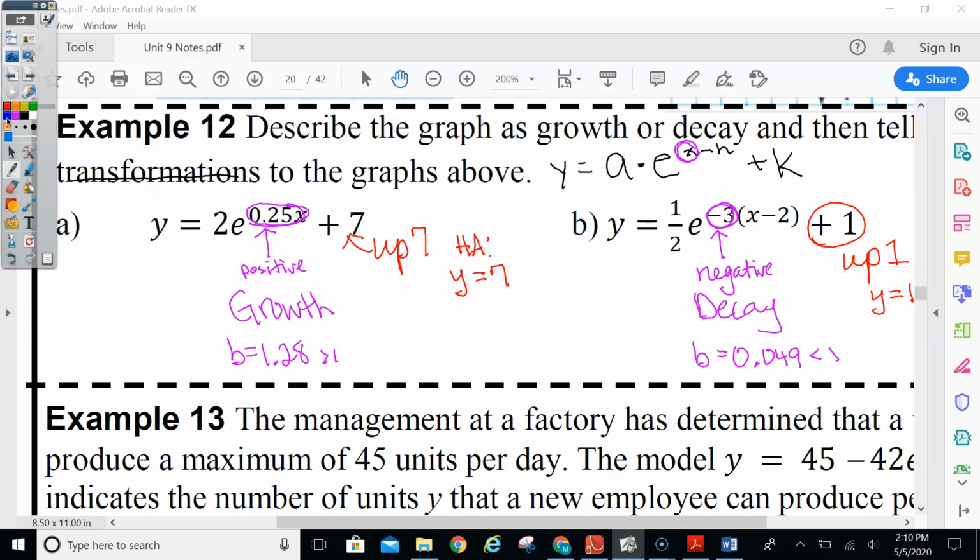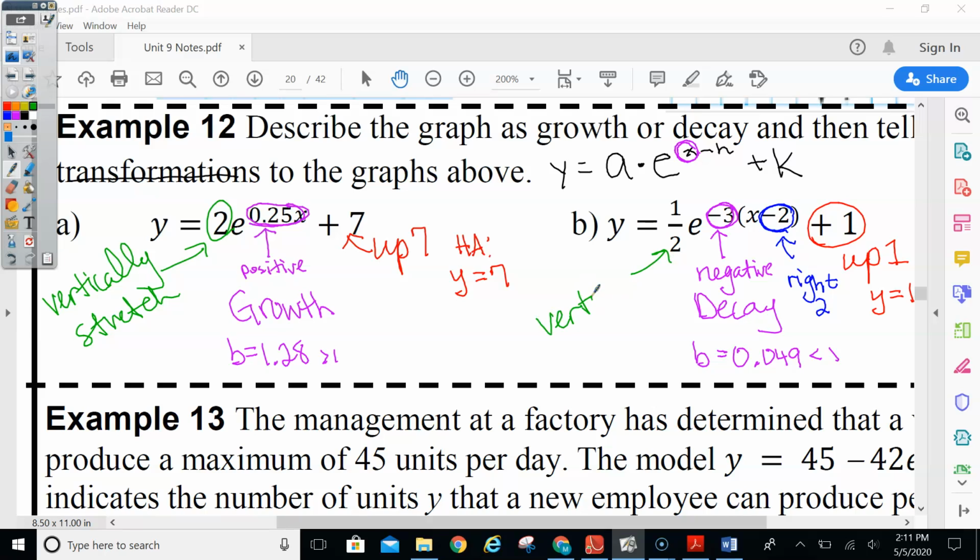Okay, the h is still the number with the x here. So this is the h. Don't worry about distributing, you don't distribute. The -2 is going to make it shift right 2 units. This one has no plus or minus, so it's not going to shift left or right. And then the a value in the front stretches or compresses it. So here the 2 is going to vertically stretch by 2. And here the half is going to vertically compress by half.